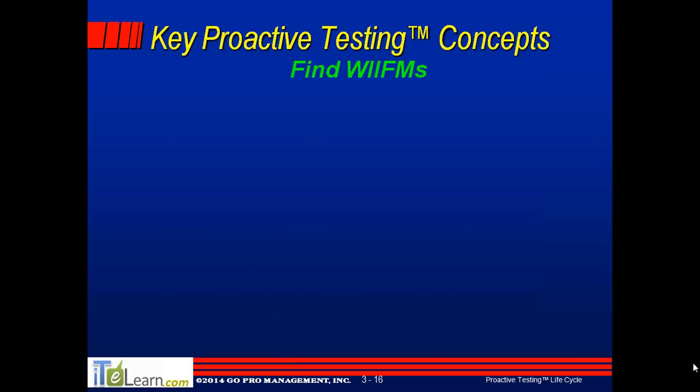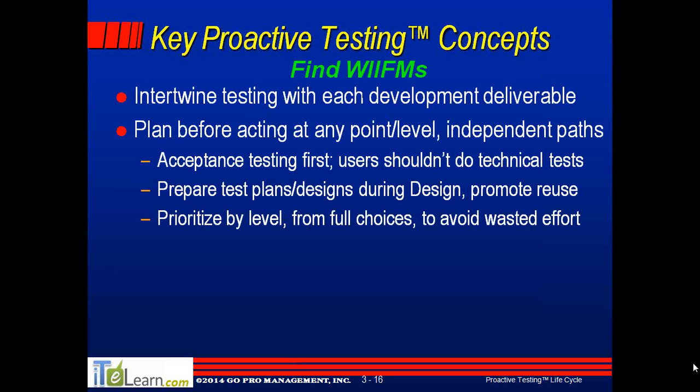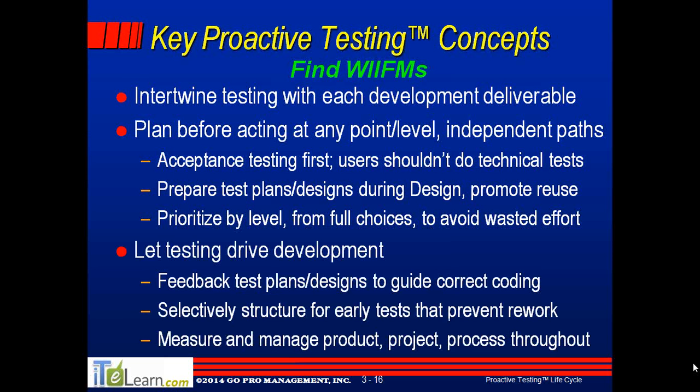So out of this we get some key concepts. Find WIFMs, what's in it for me. We want to intertwine testing with each development deliverable. We want to plan before we act. We want to keep the acceptance testing separate from the technical testing. We want to plan and design during design as much as possible. We're going to do it in ways that promote reuse that we'll see later in the course. And we'll see how to prioritize level by level as we go.